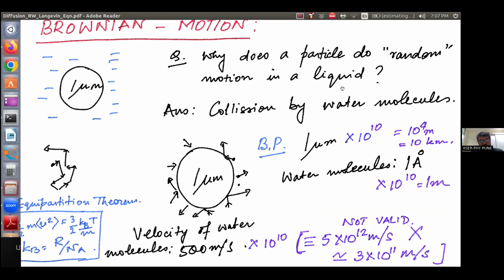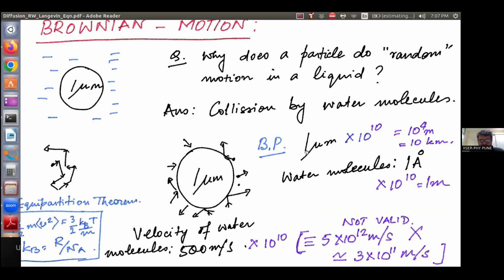motion in a liquid. The reason you might have come across already in school books is that this Brownian particle, a 1 micron sized Brownian particle, BP, is being bombarded from all directions by fluid particles, fluid molecules, essentially. And that somehow leads to Brownian motion. Now, that's a qualitative picture, a story which has been told. Let's understand this a bit better.